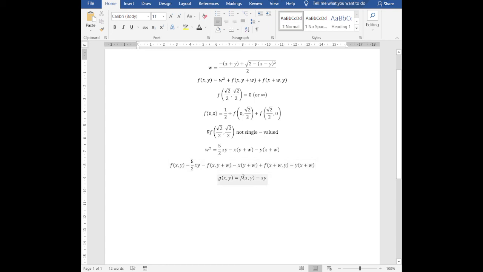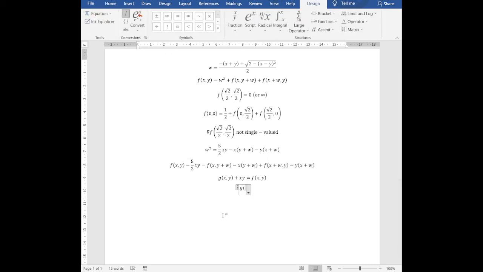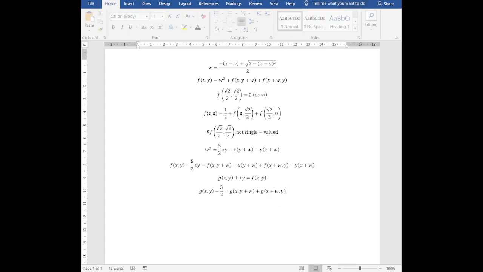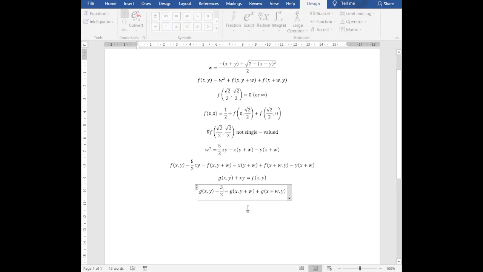I'm going to rearrange, solve this for f of x. That's literally just going to be moving this over onto the other side. But that was designed such that these two terms would become a single term and I would just be left with an xy out the front, which I thought might make this equation look a little bit nicer. g of x plus x, f of x equal to that, so that's going to be minus 3 over 2 is equal to g of x, y plus w plus g of x plus w, y. That should be xy.